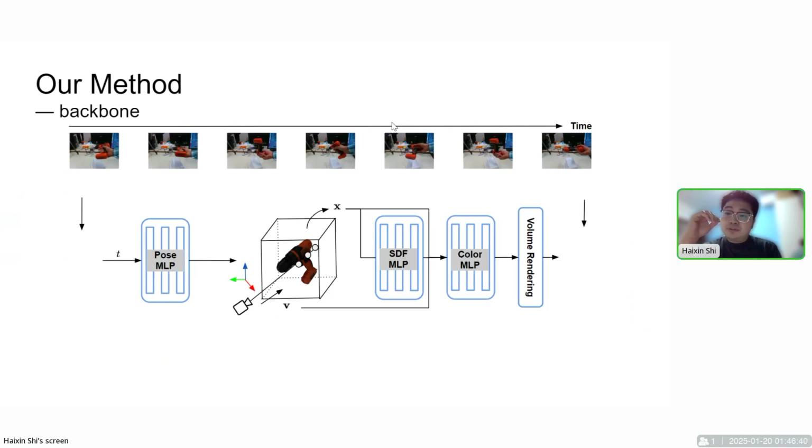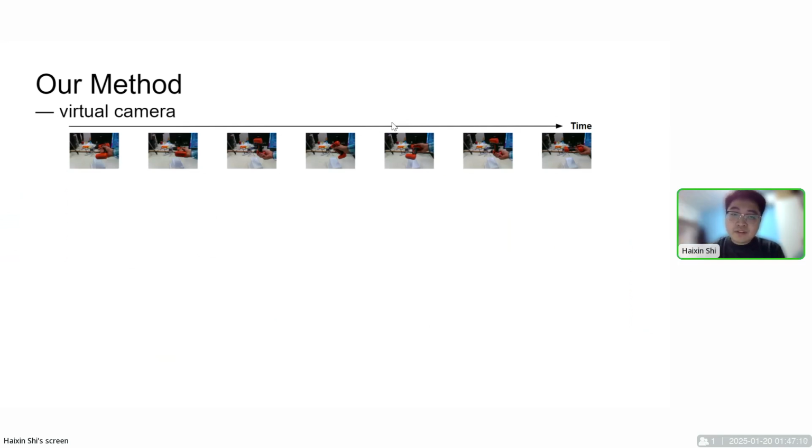Then we do volume rendering on all the points on a specific ray, so we can predict the color for all the pixels and get the rendered image. We compare the rendered image with the ground truth image, calculate the loss, and do the gradient backward. So we can supervise the whole system. We can learn the pose, the shape, and also the color together. However, only the backbone is not enough.